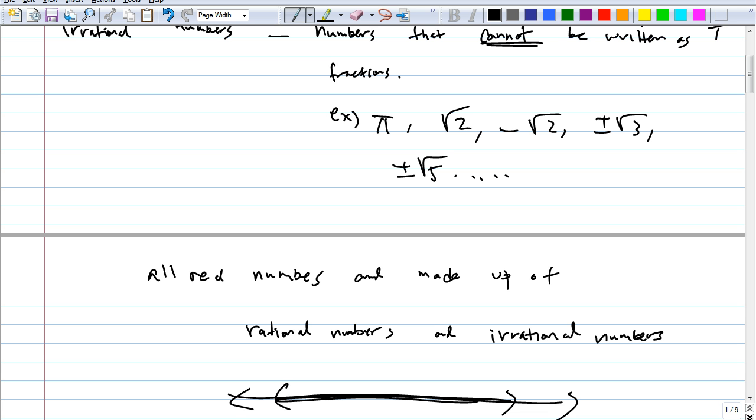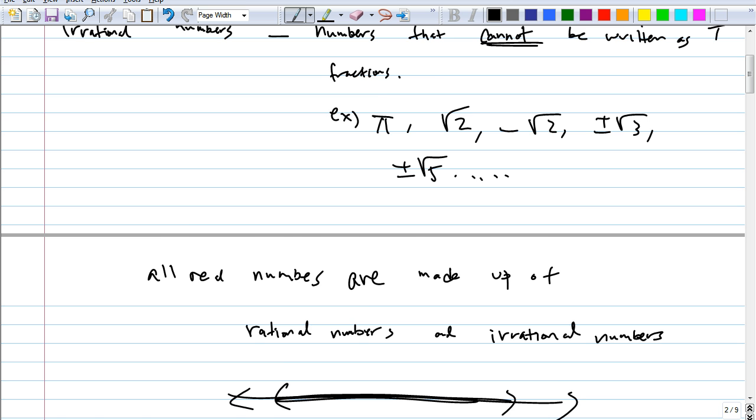All real numbers are made up of rational or irrational numbers. In other words, you see the number line? If you were to pick a random number on the number line, it will be either a rational or an irrational number. So a negative number like negative 3, is that rational or irrational? It's rational, because negative 3 could be written as a fraction: negative 3 over 1.